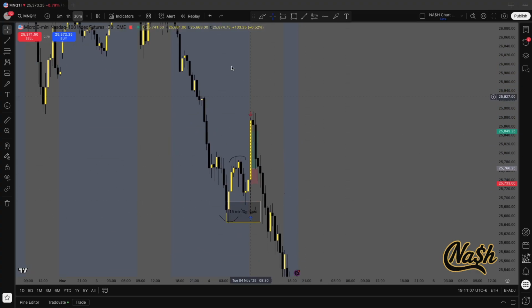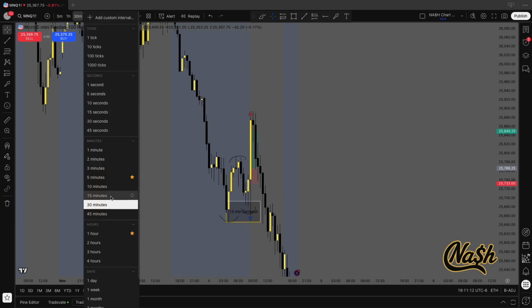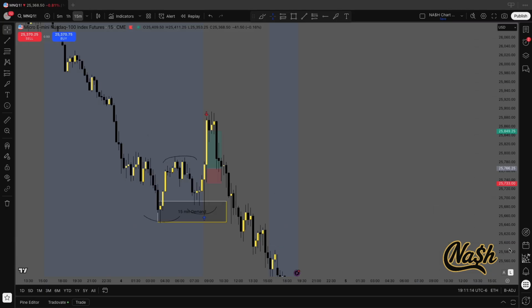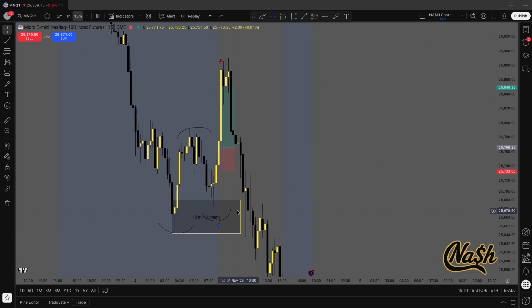So knowing that and going into 8:30, I was waiting for price to come into this 15-minute demand. And if we drop down, I was waiting for price to come into this 15-minute demand to create a higher low. Once I seen that price pushed into this area around 8:30 on a 15-minute time frame, I was like, okay, we're pushing into this area, we're creating a higher low. Now it's time for me to look for entry, and that's exactly what I did.